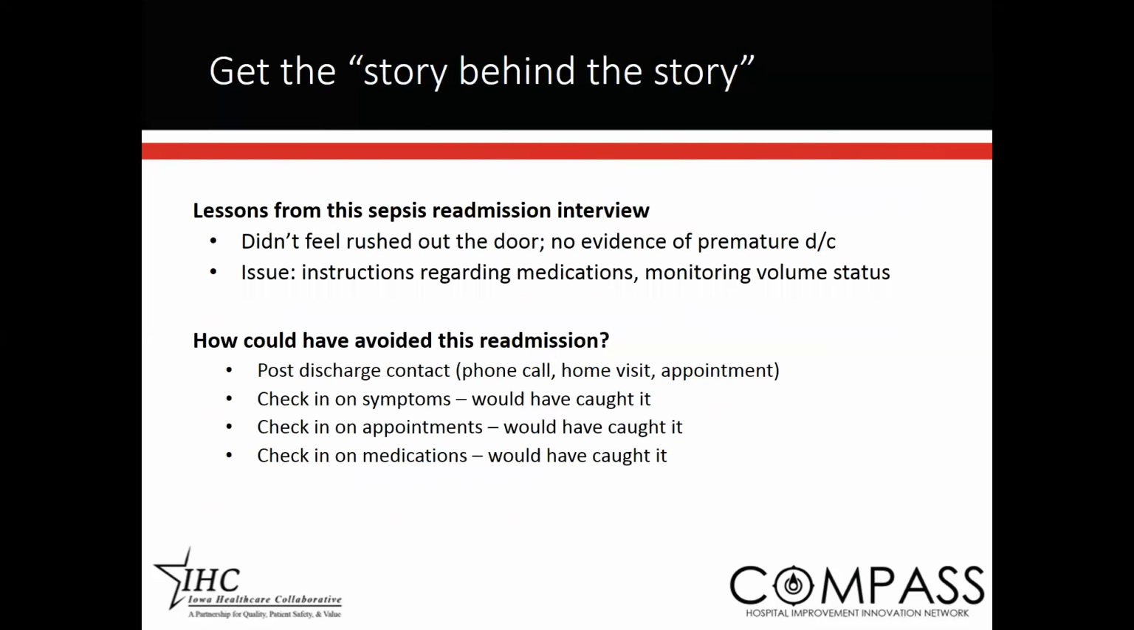So a couple lessons from here is that a lot of us think, well, gosh, readmissions happen because people are so sick and they're rushed out the door. I'm not sure this lady was rushed out the door, and she certainly didn't feel like she was, for what it's worth. The issue was clearly around follow-up, symptomatic follow-up, as well as instructions regarding her medications. And there are so many ways that during those 8 days, the system could have found her and discovered any of these issues and intervened before she needed to come back to me on day 8.